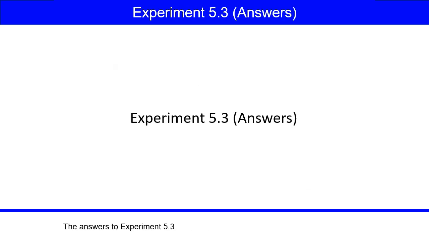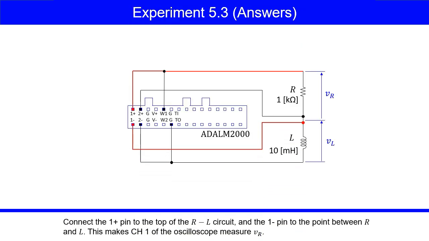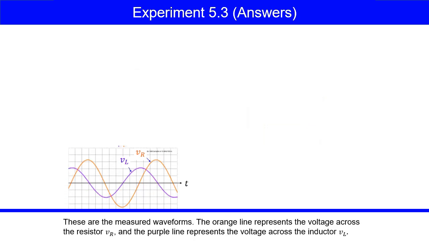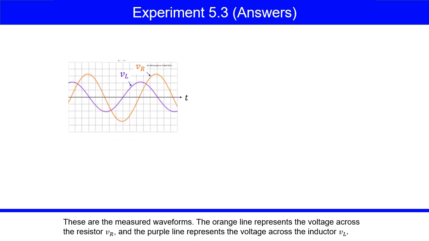The answers to experiment 5.3. Connect the 1+ pin to the top of the RL circuit, and the 1- pin to the point between R and L. This makes channel 1 of the oscilloscope measure the voltage across the resistor VR. These are the measured waveforms. The orange line represents the voltage across the resistor VR, and the purple line represents the voltage across the inductor VL.